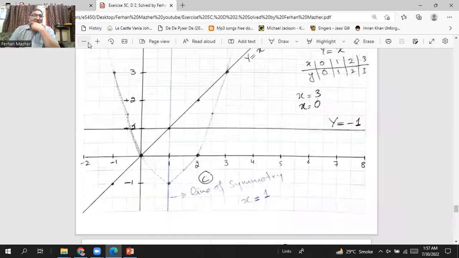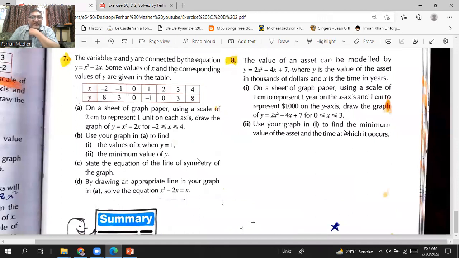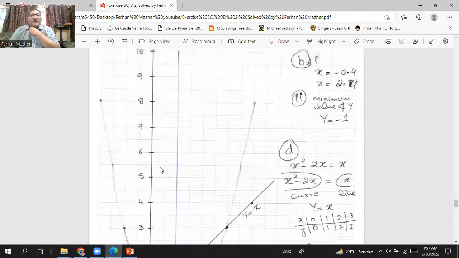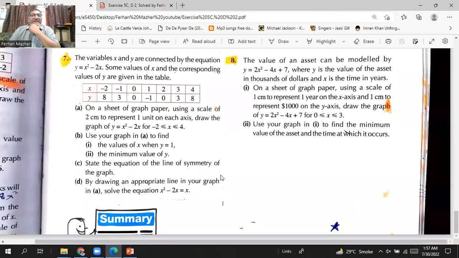Okay. So we are done with this. There was one question, what is the minimum value of the y. I don't remember, -1. Okay, the minimum value of the y. Okay, so we are done with question number 7. So now we are going to the next question. That question is question number 8.